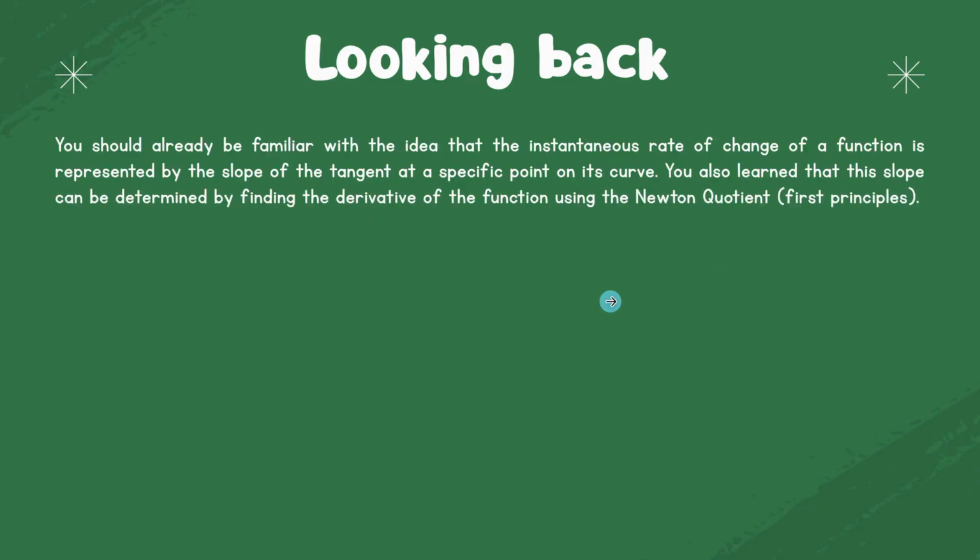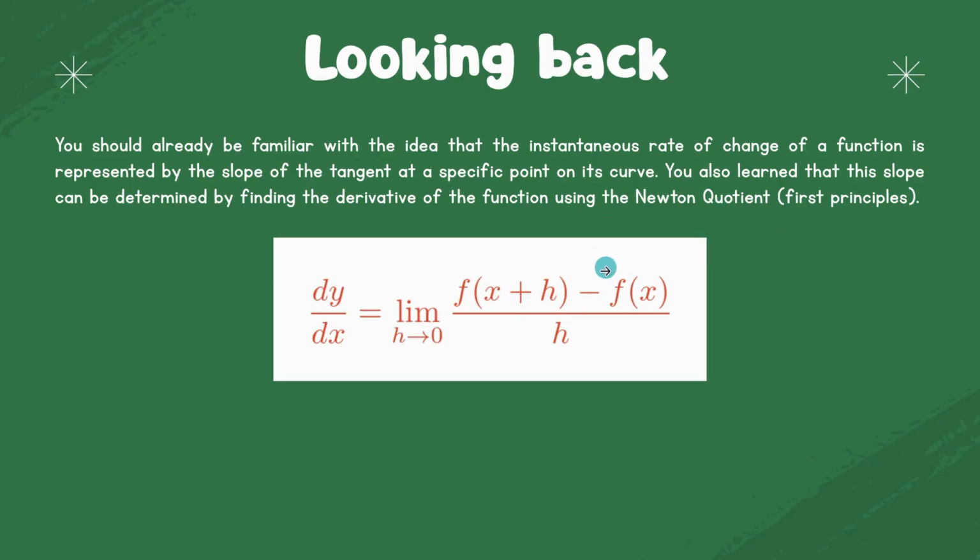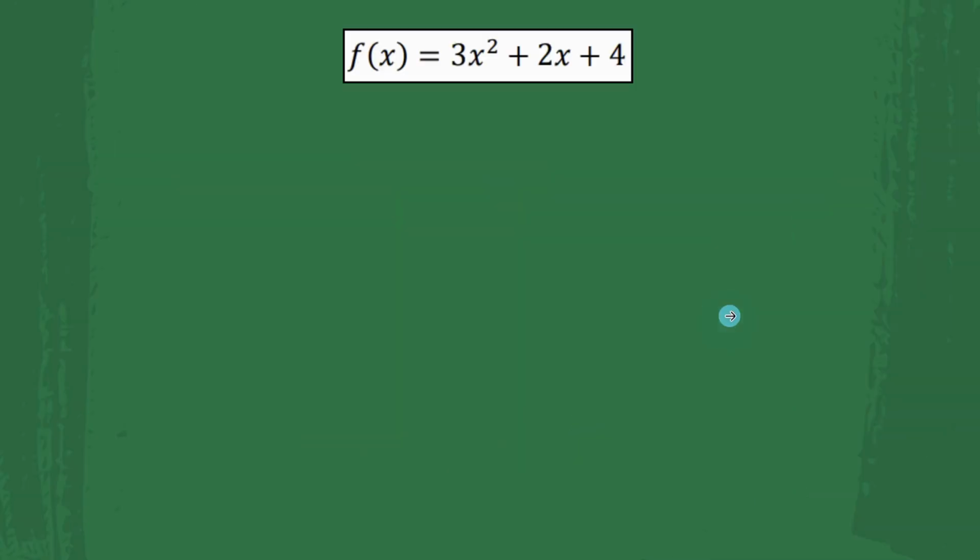So looking back, you should already be familiar with the idea that the instantaneous rate of change of a function is represented by the slope of the tangent at a specific point on its curve. You also learned that this slope can be determined by finding the derivative of the function using Newton's quotient, which is the first principle. This is the formula for it, and let's try it.